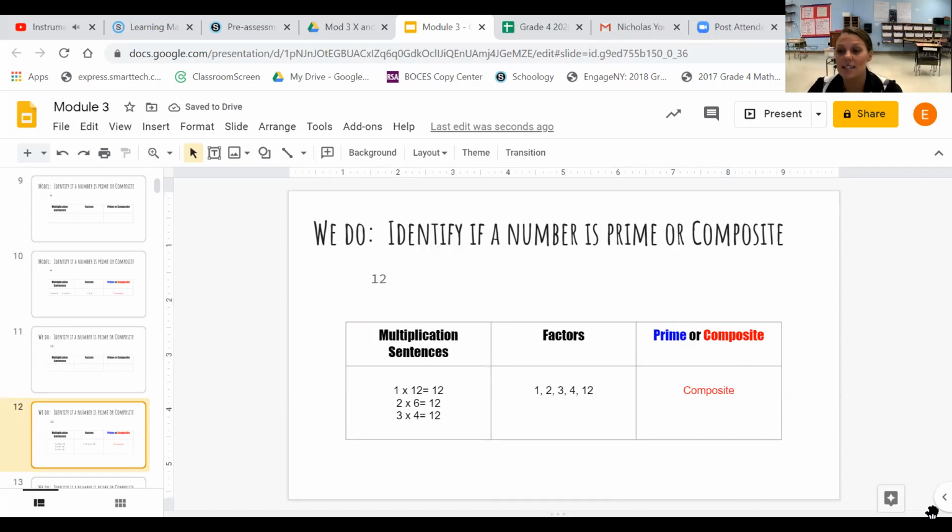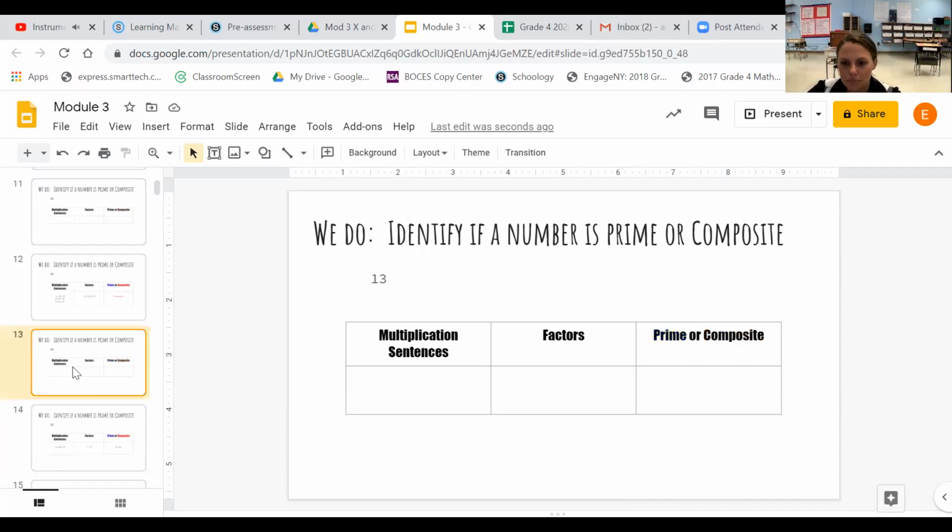Awesome. If you want to take a second to double check what you wrote on your whiteboard to what I wrote. I came up with a lot of factors. I had 6 factors: 1 and 12, 2 and 6, 3 and 4. So I know because it had more than 2 factors that this was a composite number.